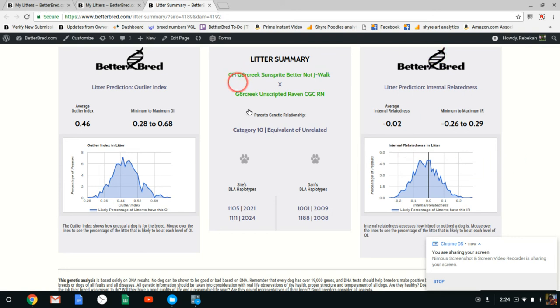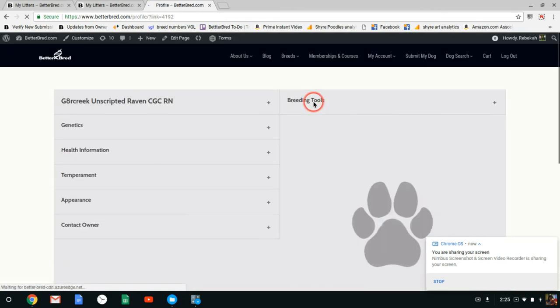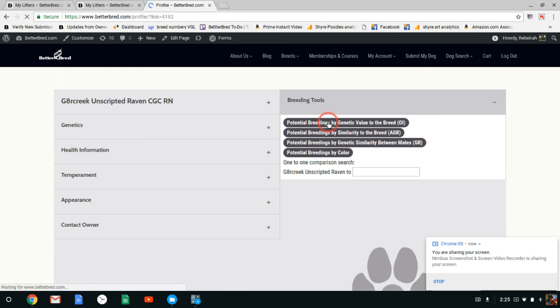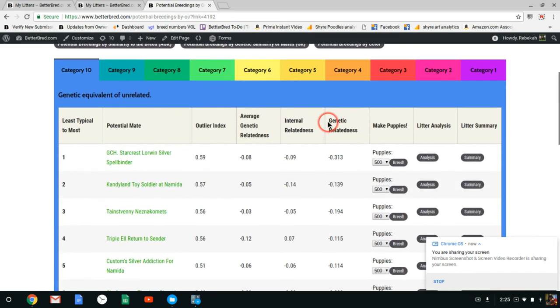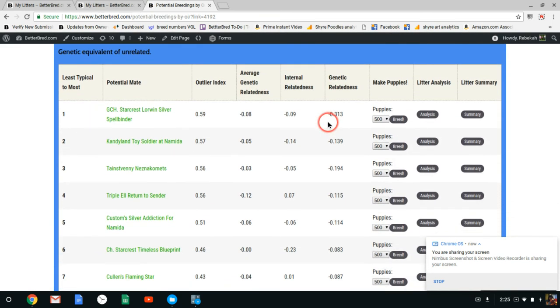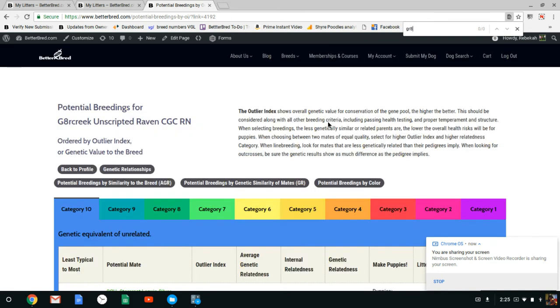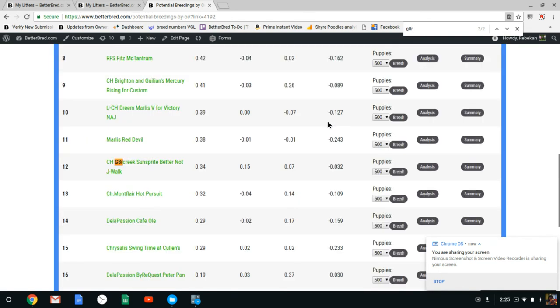So these were some examples. And the way I found this was I went to Unscripted Raven's profile, and I went to breeding by outlier index, and then went to see what other Gator Creek dogs showed up first in the list. I went to breed by outlier index because I like to try to keep the outlier index at or above a breed average. And then I just searched for Gator Creek. There we go. And he comes up number 12 for her. So that's how I made that breeding.